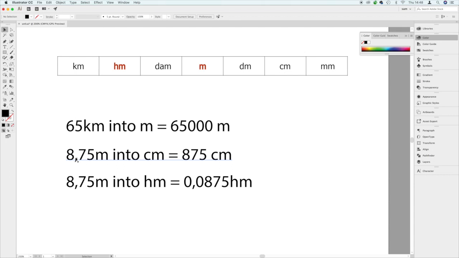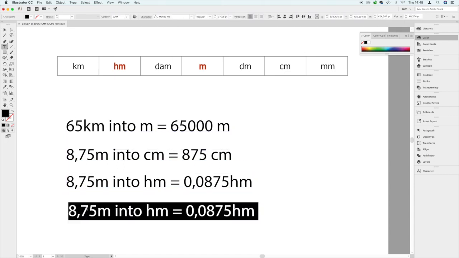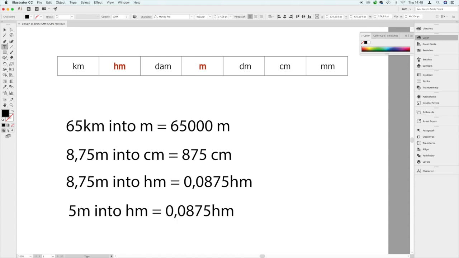So let's do one more. Let's try to do it with an easy number. I don't want you to get too crazy. Let's do millimeters to kilometers.